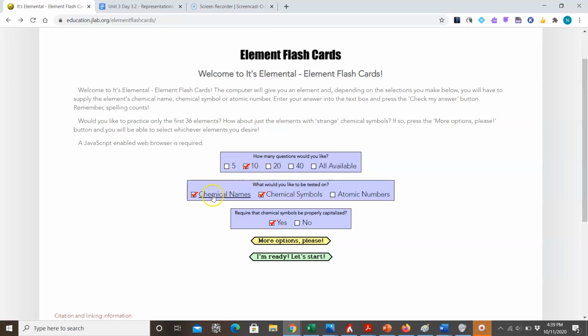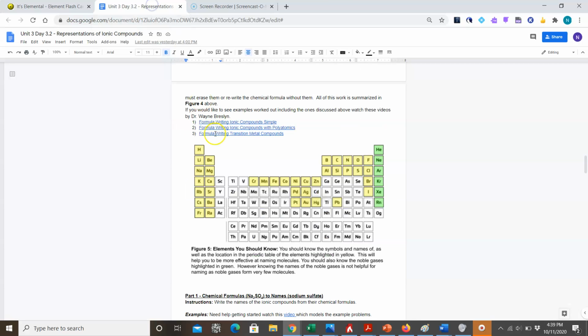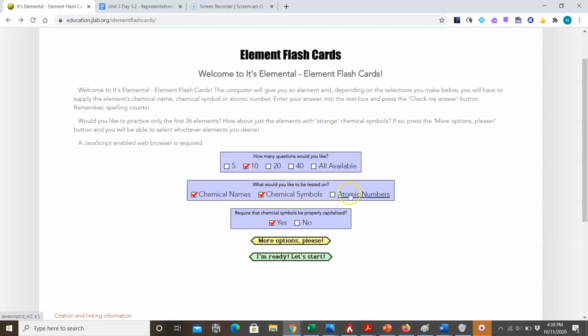You can also identify if you want the chemical names and symbols, so the name of the element and its symbol. Definitely click on those. You also could try the atomic number. The atomic number is helpful for knowing roughly where it is in the periodic table, because the periodic table follows the pattern where hydrogen is 1, helium is 2, lithium is 3, beryllium is 4, and so on. So the atomic numbers go in order, snaking around the periodic table. So you can do that one or not.